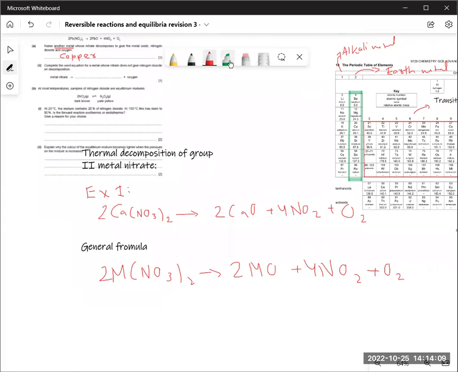Do you realize what I'm doing? All I'm doing is replacing the M with Ca. And you can do it with all of the metals. In place of M, you can write barium, magnesium, beryllium. It's your choice. Now I don't want you to take a picture. I want you to write this. Have you finished writing?